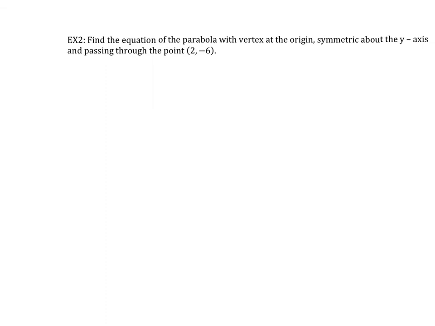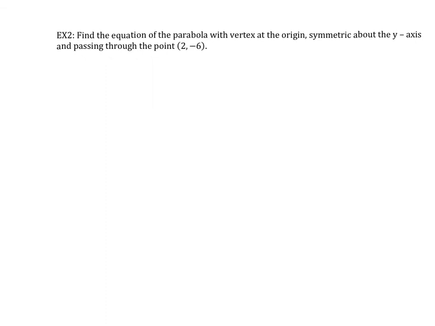Well, what if we don't have an equation? What if we just have some information and we need to find an equation? Okay. So let's look at this information that we have. We want to find the equation of a parabola with a vertex at the origin. It's symmetric about the y-axis, and it's passing through the point 2, -6. Well, it's symmetric about the y-axis. That means that it's going to take the form of x squared equal to 4py.